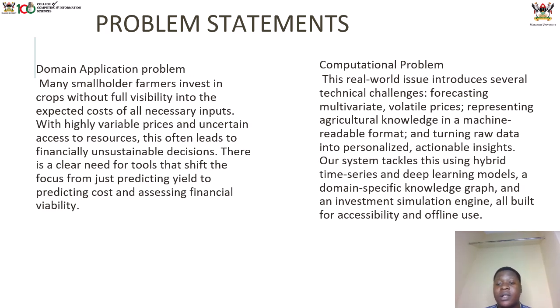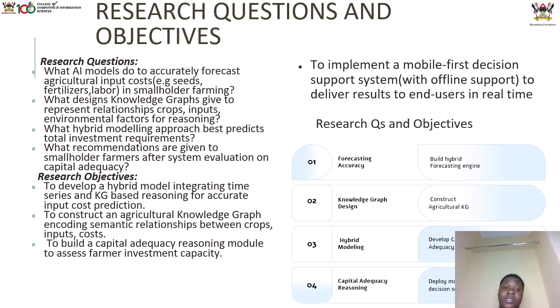In the real world, the AI will forecast multivariate volatile prices, represent agricultural knowledge in a machine readable format, and then turn raw data into personalized actionable insights. So our system tackles this using a hybrid approach, which involves a time series and a deep learning model, and mainly we shall use our knowledge graphs to do this. So we shall now proceed to our research questions and objectives.